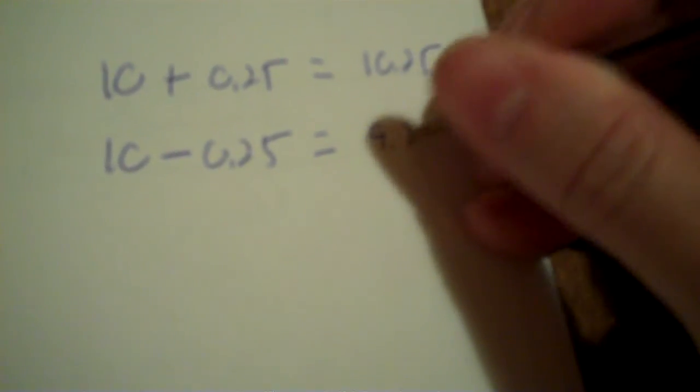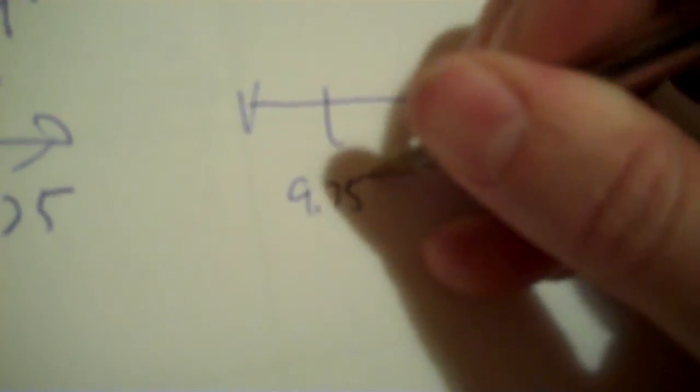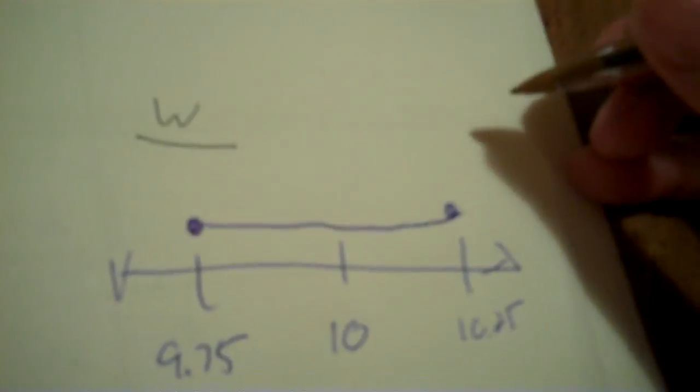Alright, now the width, same idea. Width is supposed to be 10, okay? But you can go over or under by the variation amount. So 0.25, 0.25. So it's going to be 10.25, and when I subtract, I get 9.75. Okay, circle, you're going to fill them both in. You combine it into one.